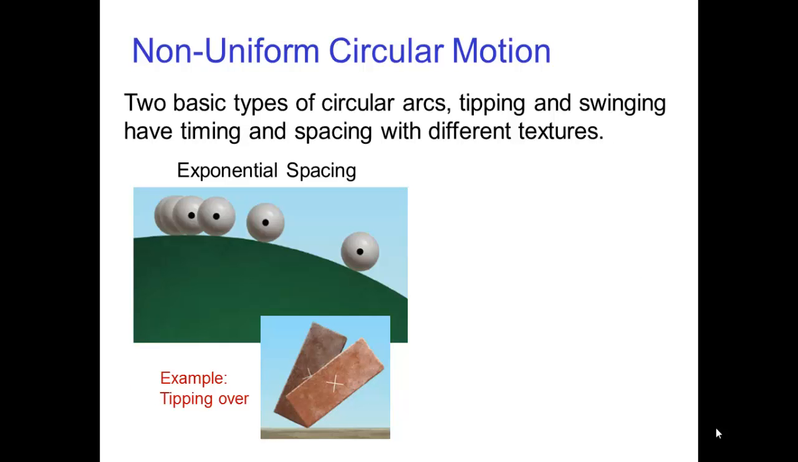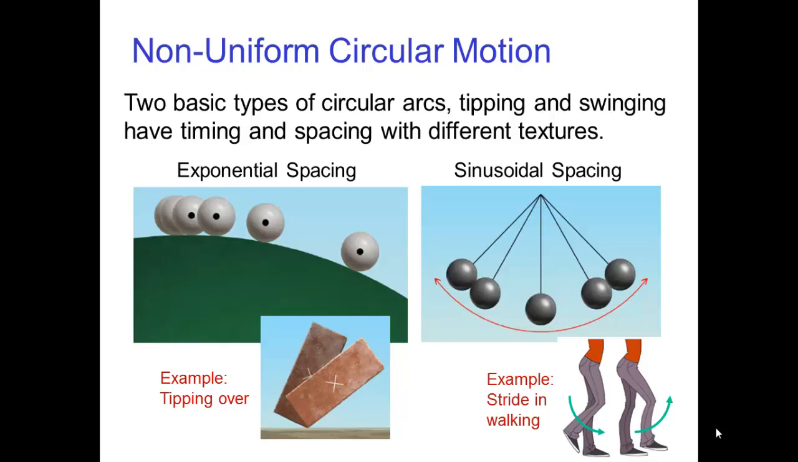Two basic types of circular arcs, tipping and swinging, have very different textures in their timing and spacing. Tipping motion has exponential spacings, which have more texture than simple falling. Swinging motion has sinusoidal spacings, which have less texture than simple falling. We'll discuss tipping motion in this video and cover swinging motion in the next video.